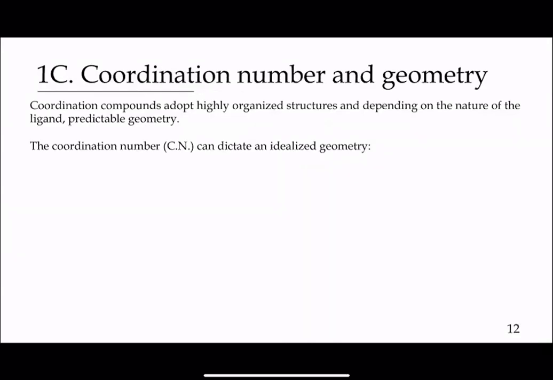All right, so this idea of coordination number and how it can give us a sense of what a geometry is. Coordination compounds adopt highly organized structures and, depending on the nature of the ligand, predictable geometry. I want to say that this is, like many things, a bit of a simplification, but we're going to go with this to get a beginning insight into structure. Coordination number dictates idealized geometry. If we have one coordination, that's not so complicated. Obviously, there's going to be one interaction, so we really don't define much there in terms of geometry. Once you start getting 2 or higher, that's where geometry really plays a factor.